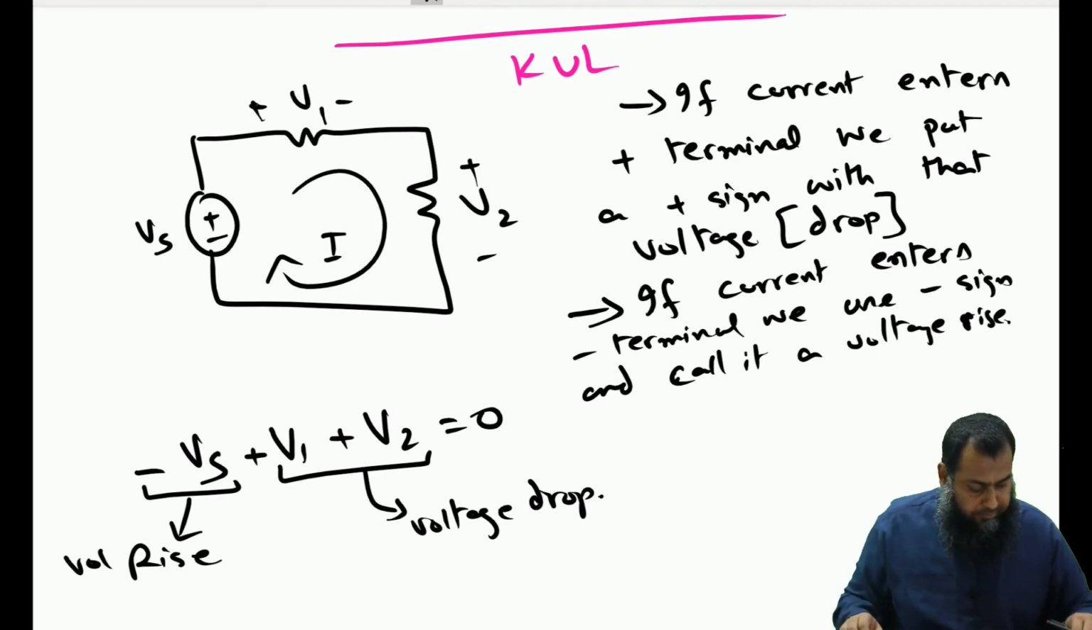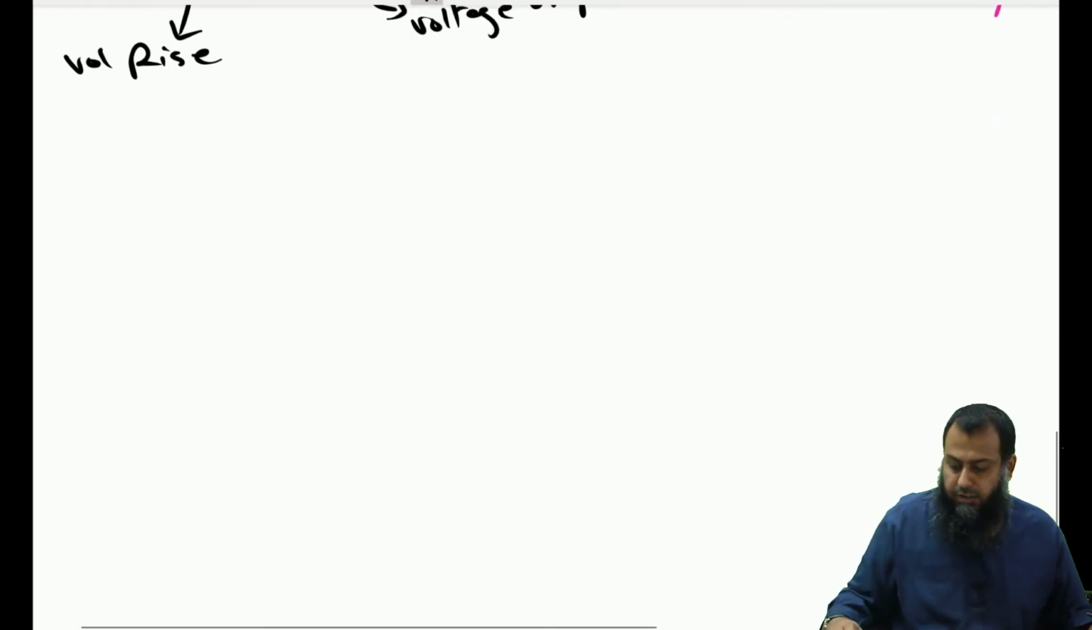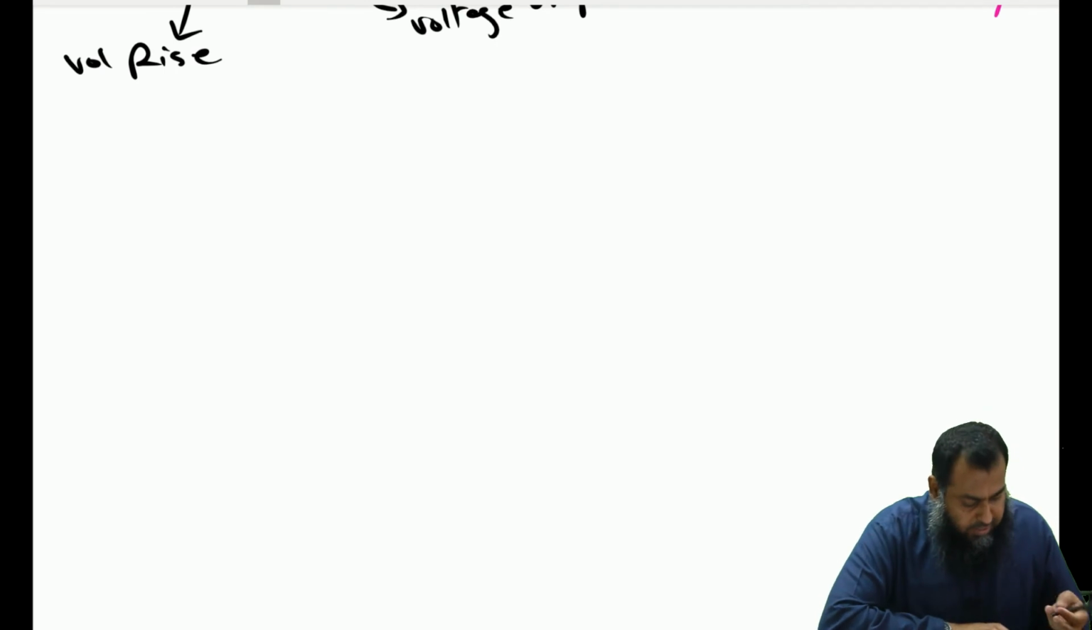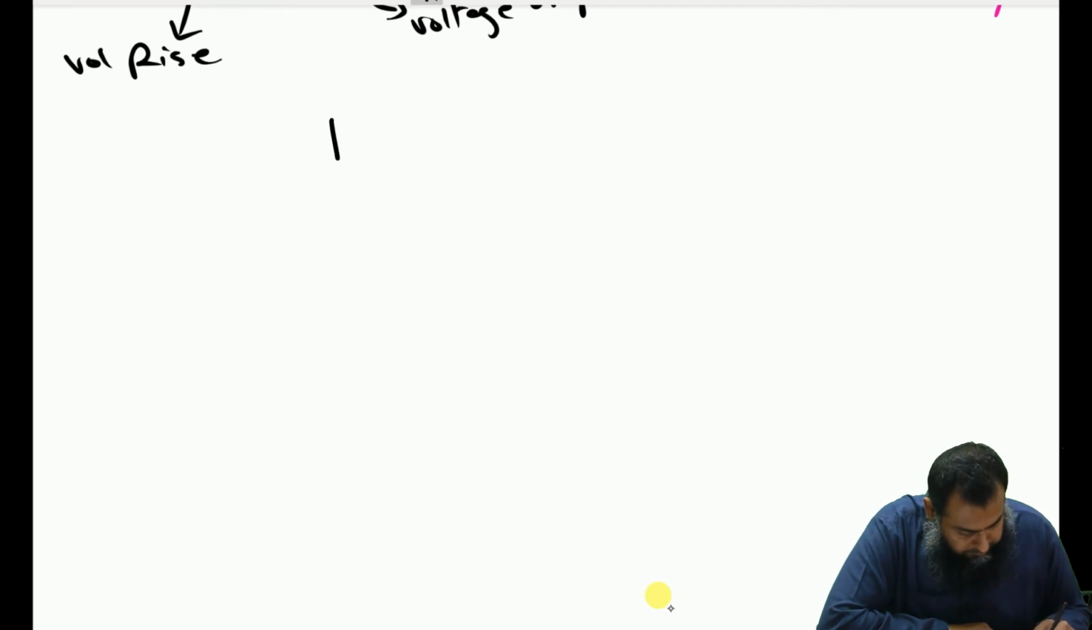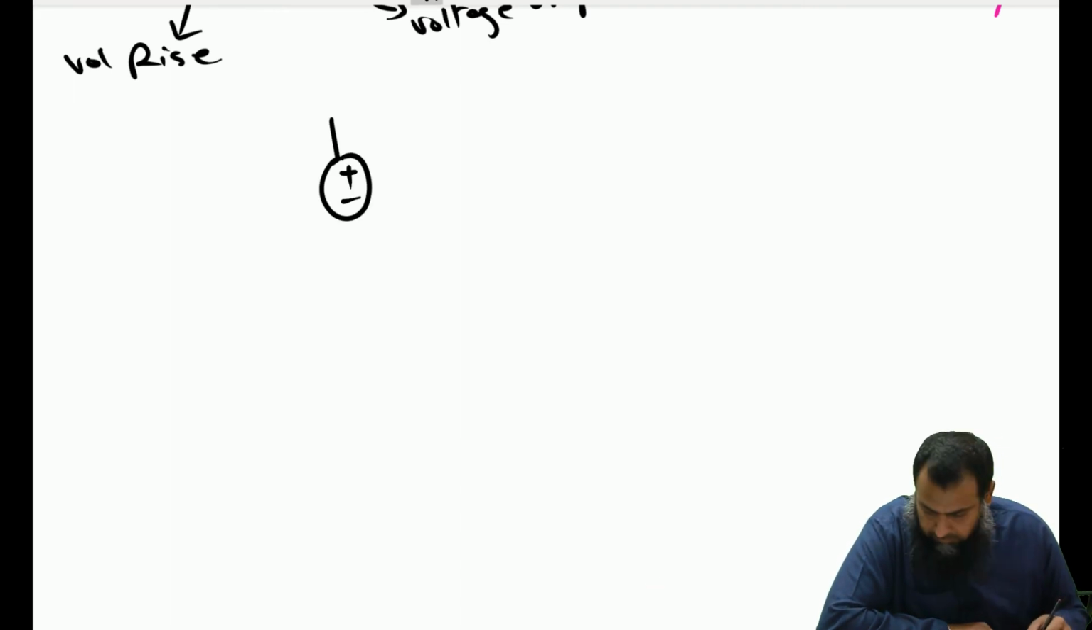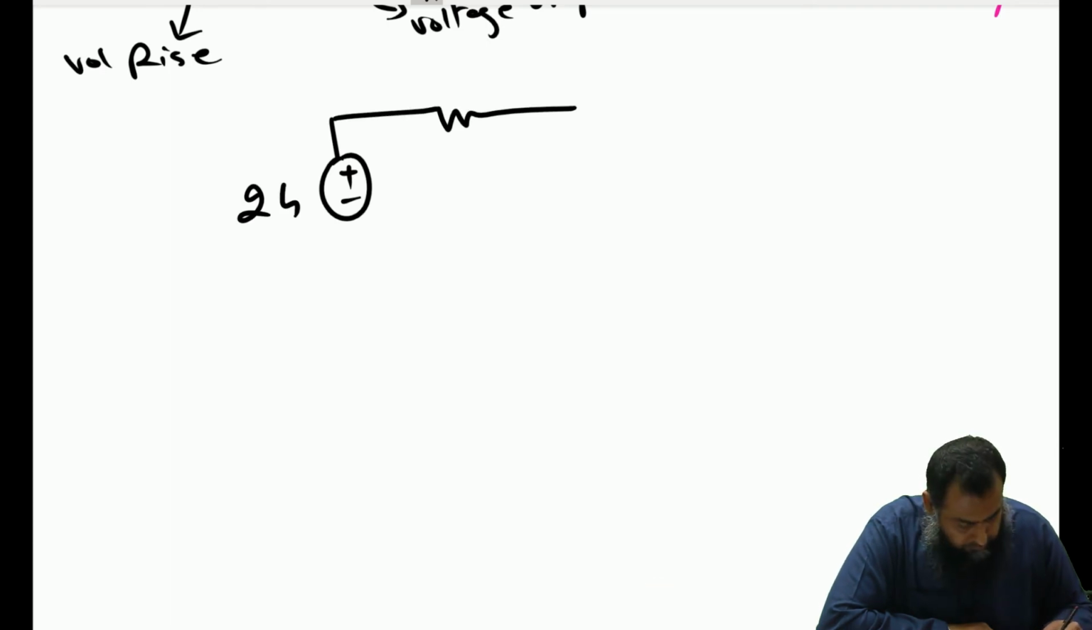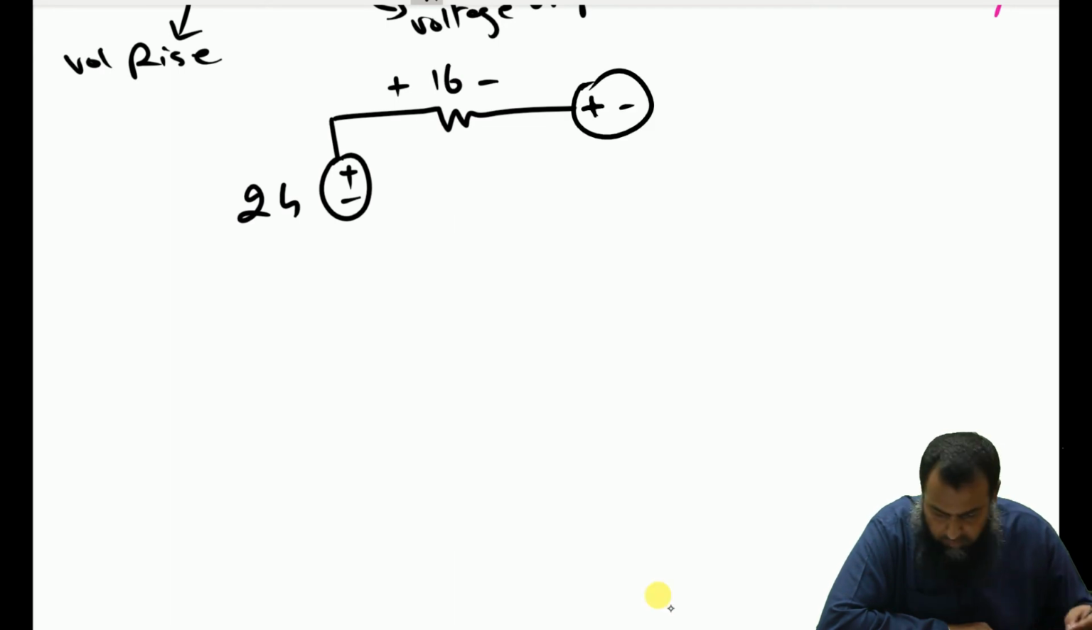Now let us see what kind of circuits can be solved using only KVL. KVL is a very handy tool to find the voltage across two points if all the other voltages are known. For example, let me draw a circuit. Let us say this is 24 volt. Then I have 12 volt here.